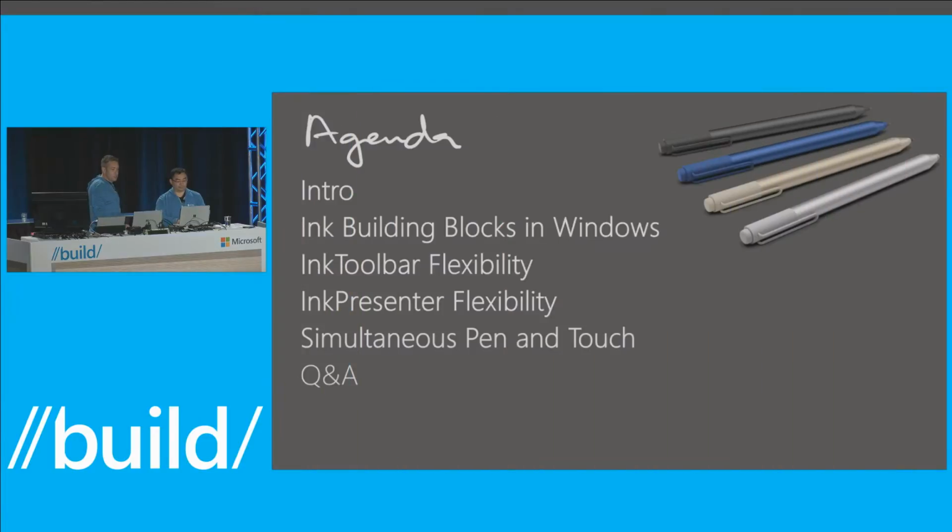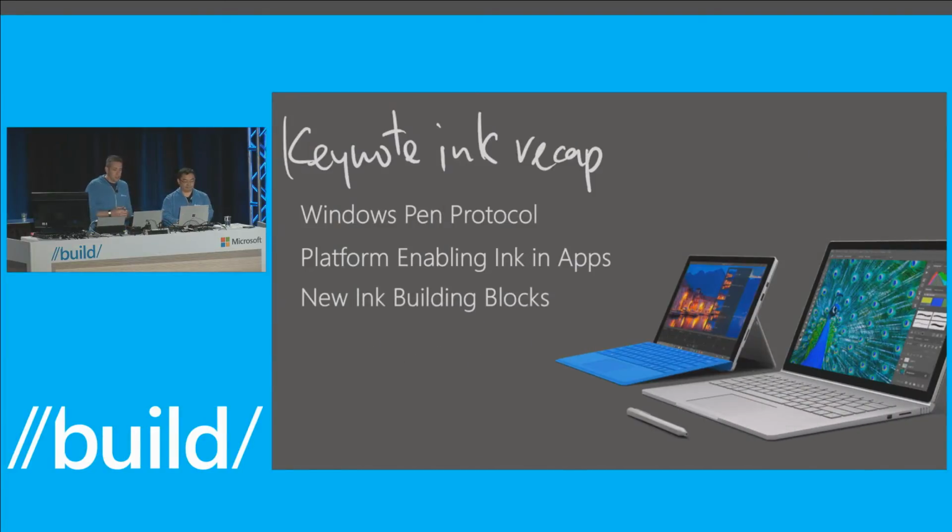So what we're going to cover today: in the first couple areas, I'm going to cover the intro and some of the basic building blocks that we've stood up with the Windows Anniversary Update related to Windows Ink. Xiao's going to cover more about the toolbar flexibility, some of the ink presenters, and then go more into some of the cool simultaneous pen and touch experiences that we've been able to stand up.